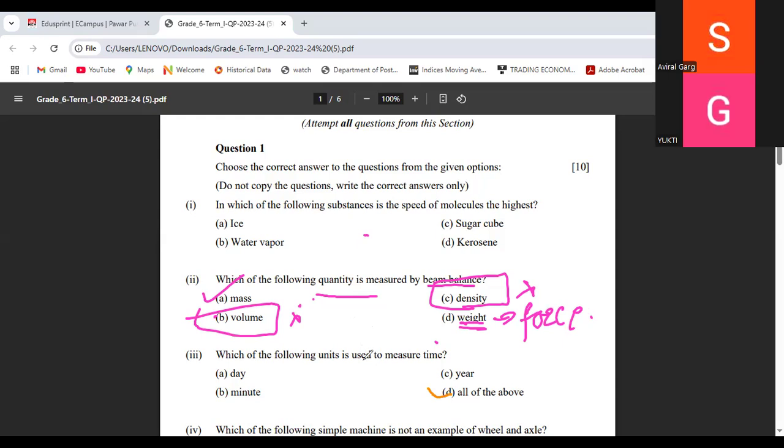Which of the following is used to measure time? Day, year, minute. Correct, all of the above. Next.